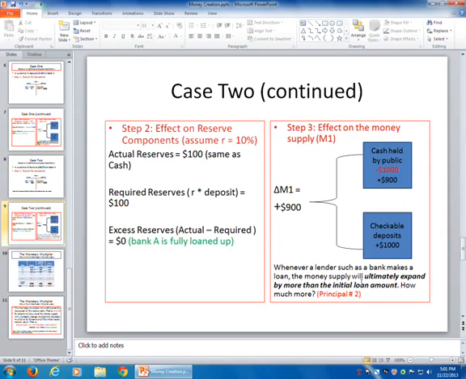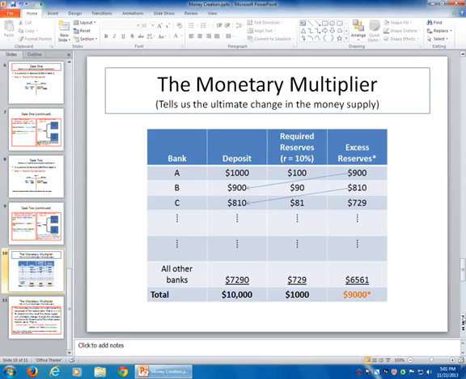Now, to look at this process more systematically, we can resort to something called the monetary multiplier. So I created a table that shows us how money is going to be created as subsequent transactions occur in the banking system. Our first transaction involved Bank A, and there was a $1,000 deposit. Of that $1,000, 10% or $100 went into Bank A's required reserves. The difference, 900, went into Bank A's excess reserves.